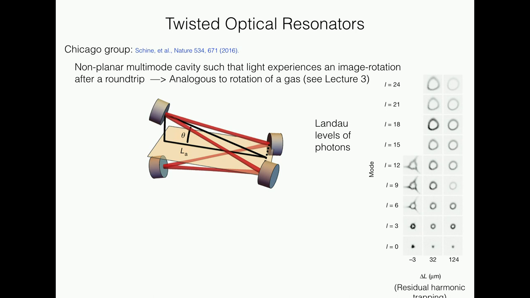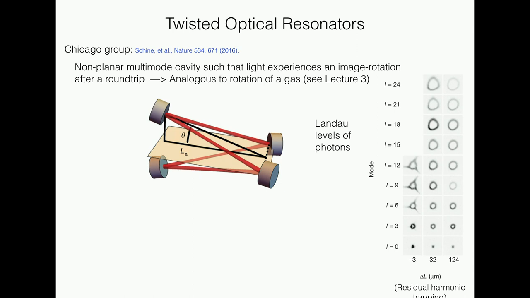And actually, if you do the mathematics of this, it is analogous to taking massive particles and rotating them. So it's like rotating a cold gas. And what they were able to see is Landau levels of photons.